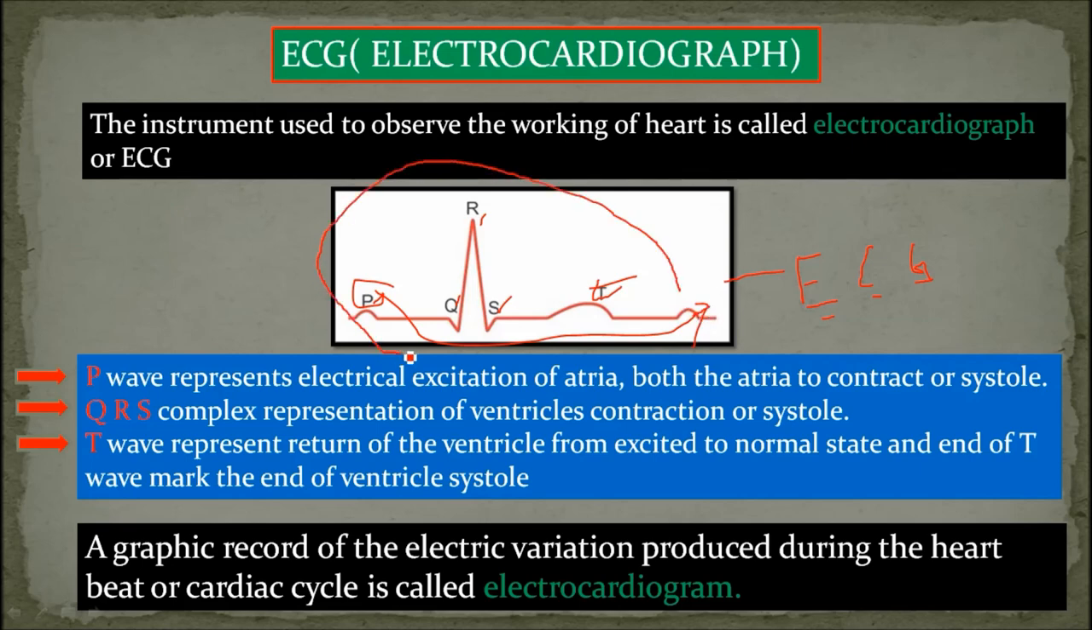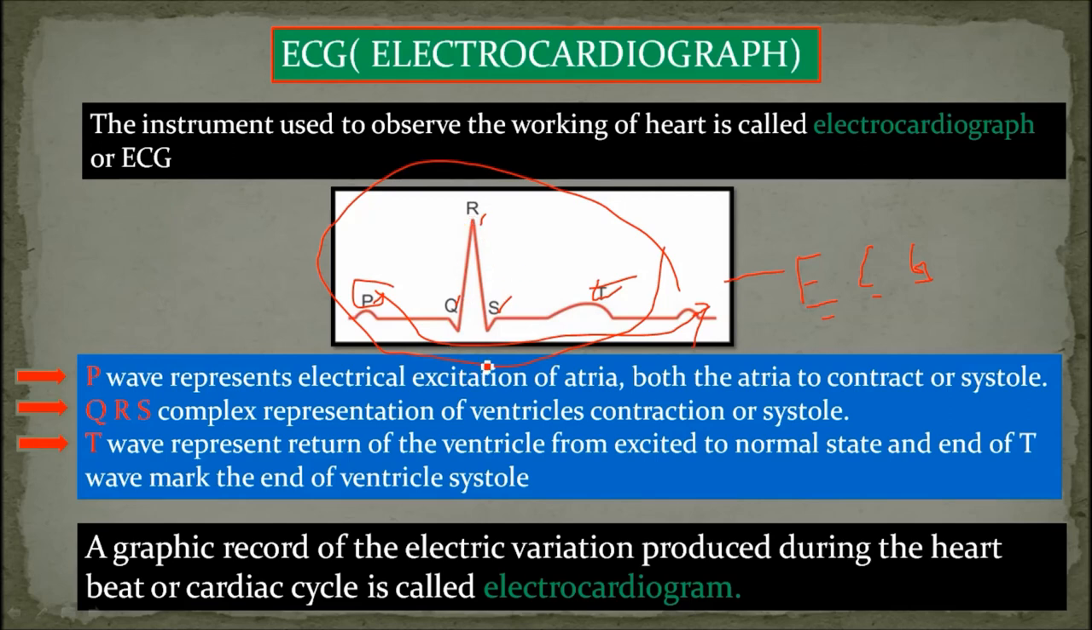P represents the contraction time of the two atria, how much blood they receive, and then how they release it to the two ventricles. Then QRS is the ventricular systole: whatever blood is received from the atria into the ventricles, now it is the turn of the ventricles to release it, the left part releasing blood to the aorta and the right part releasing blood to the pulmonary trunk. So this is what QRS represents.